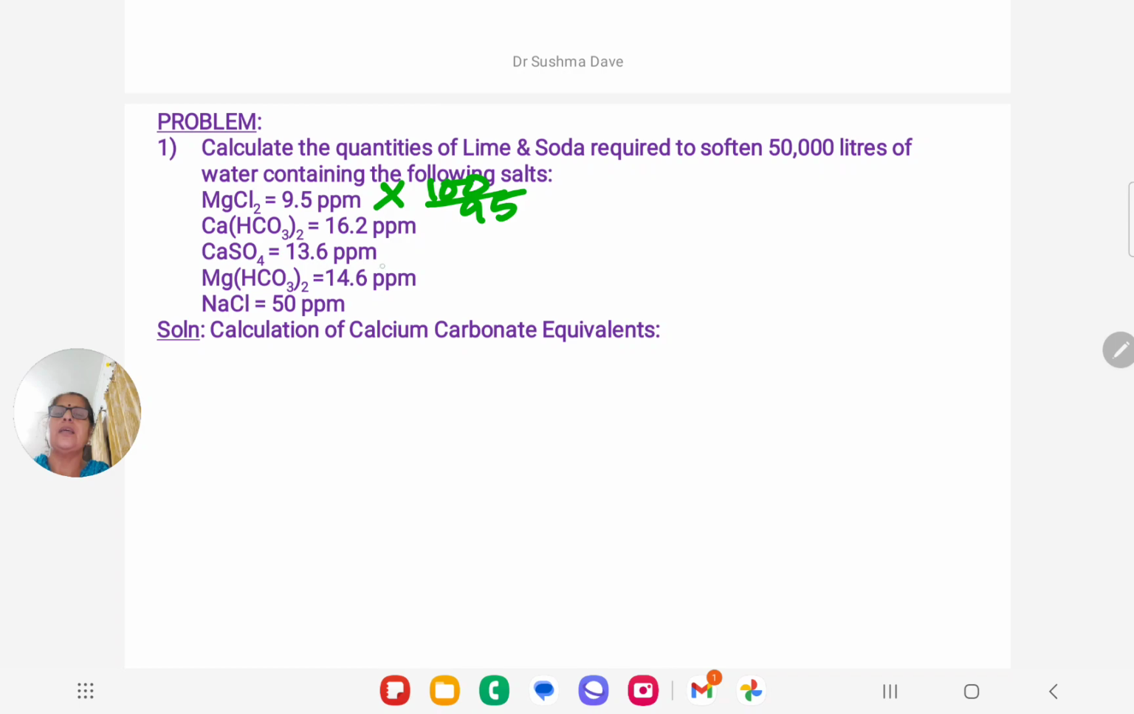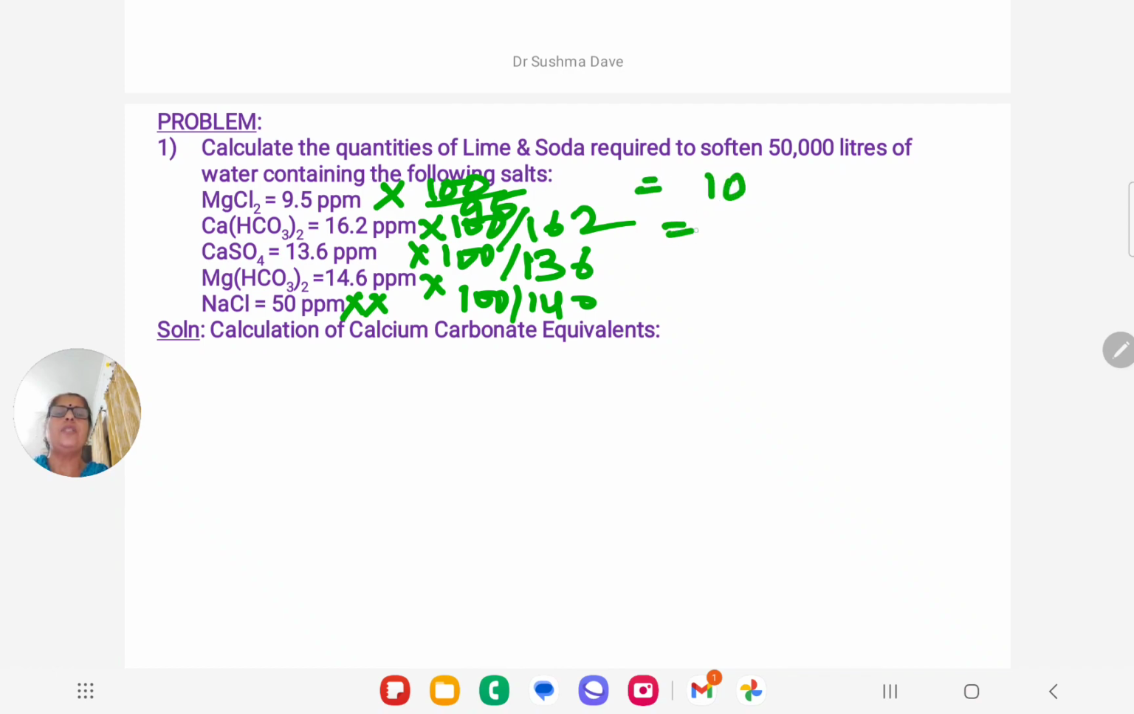So we will multiply this by 100 upon 95, 100 upon 162, 100 upon 136, 100 upon 146. NaCl does not impart hardness, so this is not included in the calculation. Here the values are in such a way that the answer for all values is 10. So we have only 4 salts, all having 10 ppm answer: 1, 2, 3 and 4.